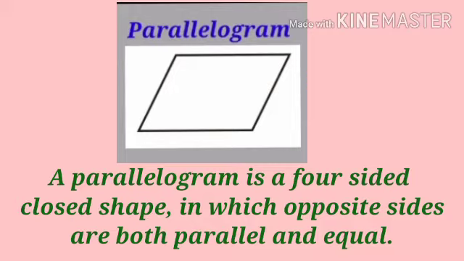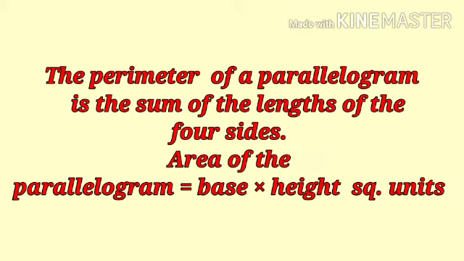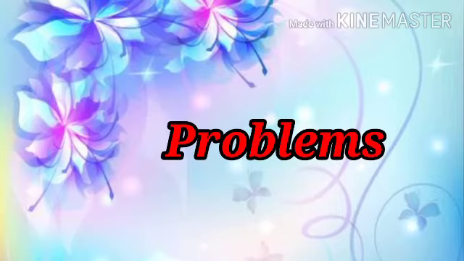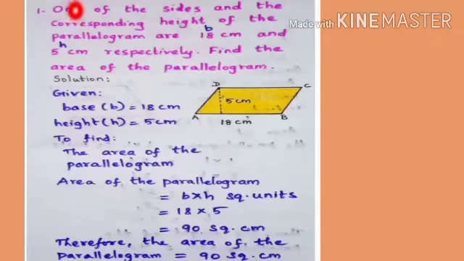Parallelogram. A parallelogram is a four-sided closed shape in which opposite sides are both parallel and equal. The perimeter of a parallelogram is the sum of the lengths of the four sides. And area of the parallelogram is equal to base into height square units. One of the sides and corresponding height of the parallelogram are 18 cm and 5 cm respectively. Find the area of the parallelogram.